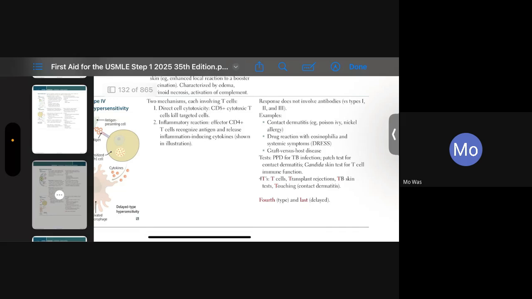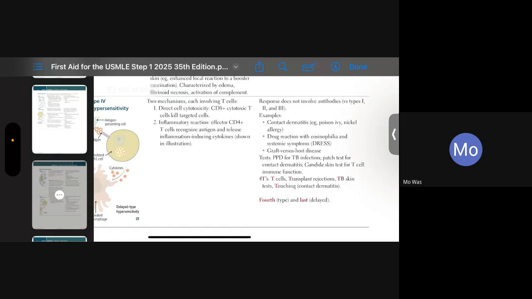Then we have PPD and TB infection. If you guys remember, we do a PPD test. What is a PPD test? It's really simple. We are going to take some component of the TB bug and inject it inside the body. If your body has already been exposed to TB, which was basically granuloma formation involving macrophages, remember?